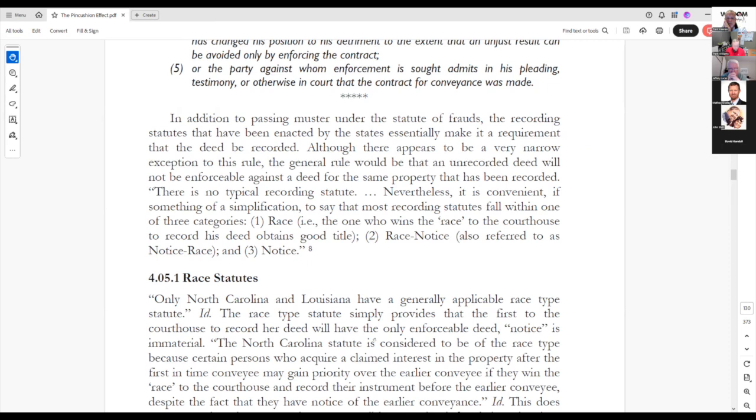There is no typical recording statute. Nevertheless, it is convenient as something of a simplification to say that most recording statutes fall within one of three categories: race, notice, and race-notice. So I want to spend the last little bit of the time we have talking about what these three statutes, these three rules are, and pairing that with the constructive notice there, and what that looks like in our states and how that applies to title.